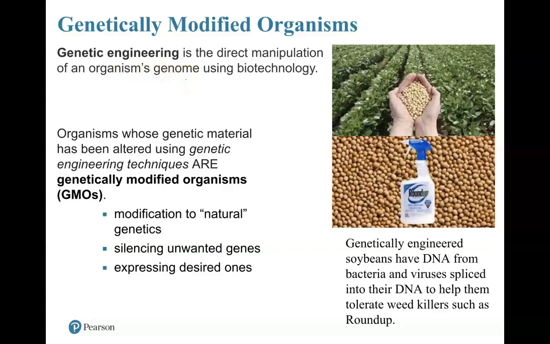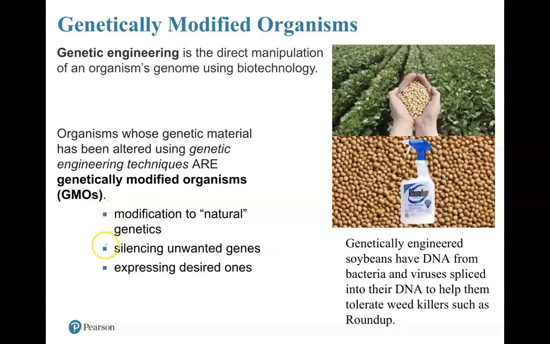You're not breeding over time. You're not mutating it and then selecting an organism for a trait of interest. You're actually manipulating the organism's genome. So some examples of GMOs, these different techniques that you can see, you're directly manipulating the genome. You can modify the current genes in that organism. Any modification to the current genes of an organism using biotechnology tools is a GMO.